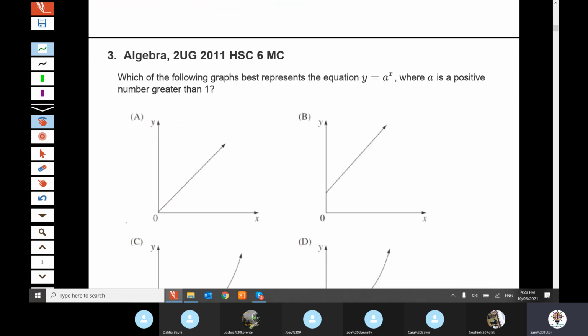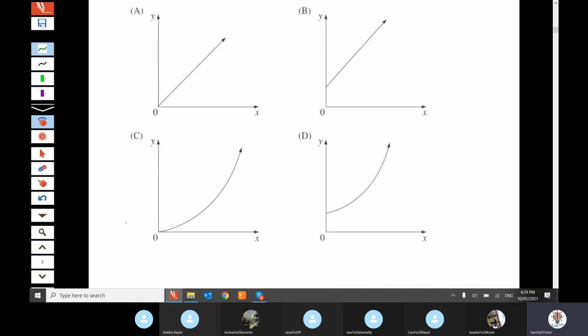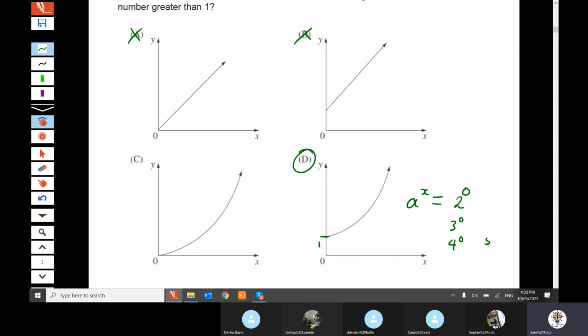Next one, number 3. Which of the following best represents the equation of a to the x, where a is a positive number greater than 1? Okay. Good point, because you can knock off a and b straight away. They're straight lines. You're tossing up between c and d. If a is a number greater than 1, then it's still d. Exponentials start at the 1 location. Why? If I've got a to the x, any number, so let's say 2 to the 0, 3 to the 0, 4 to the 0, anything to the 0, because x is 0 here, will always equal 1.